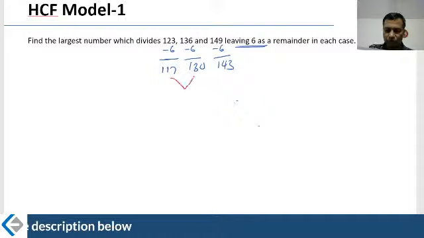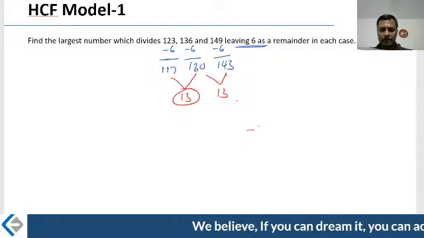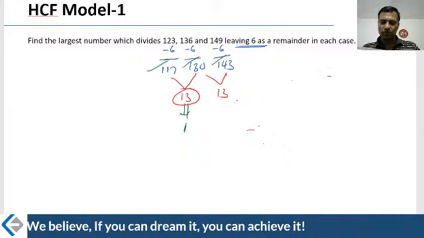HCF means what I already taught you: take the difference. What is the difference? 13. Take the difference again. What is the difference? 13. I got the constant number 13 here. Now I'm checking: does 13 divide these numbers? Because if it is not 13, the factors of 13 are only 1. If 13 is not the answer, then 1 is the answer. First, let us check. Will 13 divide this? Yes. Will 13 divide this? Yes. Does 13 divide this? Yes. 13 divides each one of them. Therefore, 13 is the number.